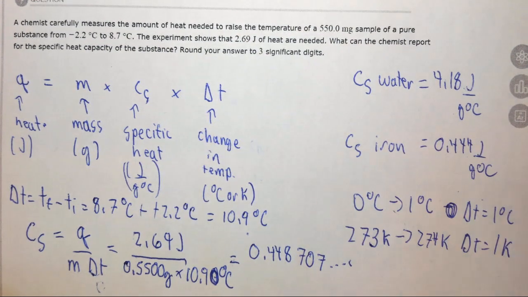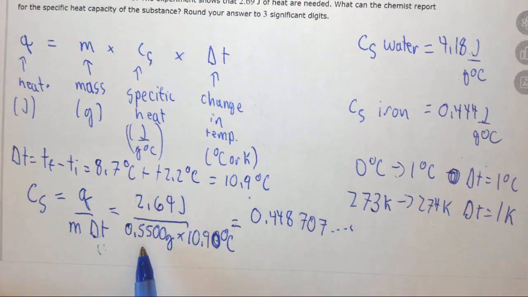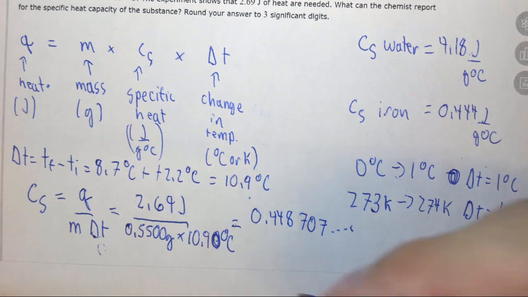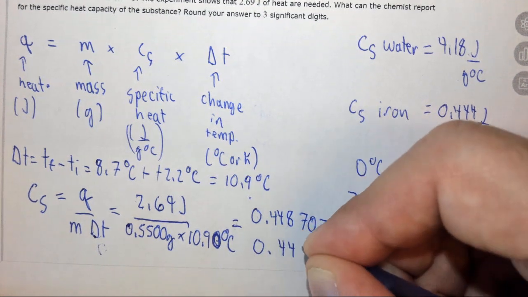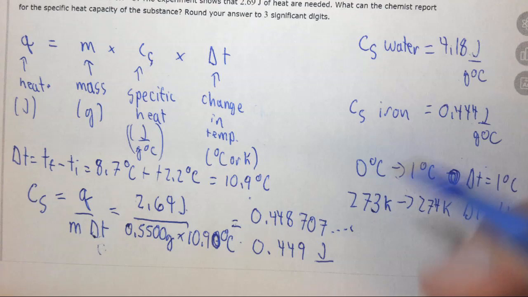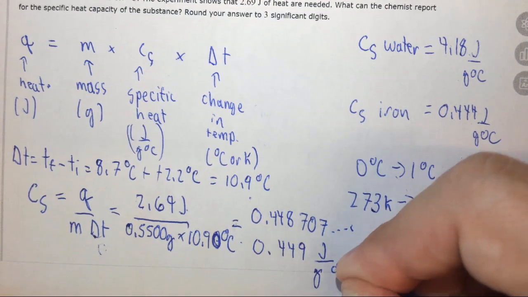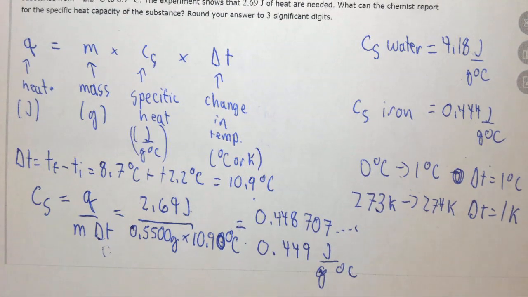Now, just simply do the math, and the calculator gives us a C sub S of 0.448707, and some more numbers. However, because this is 3 sig figs, this is 4, this is 3, this should be 3 significant figures, so the best answer is probably 0.449, and the units are joules per gram degree C. So this is our specific heat capacity for this question.